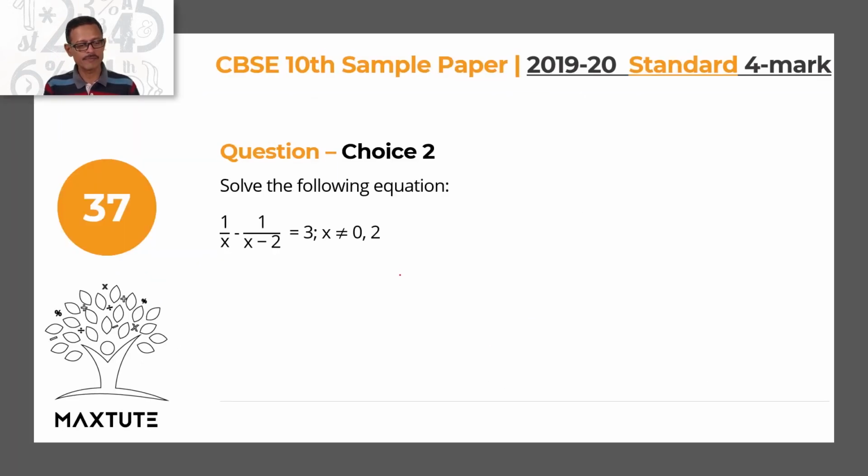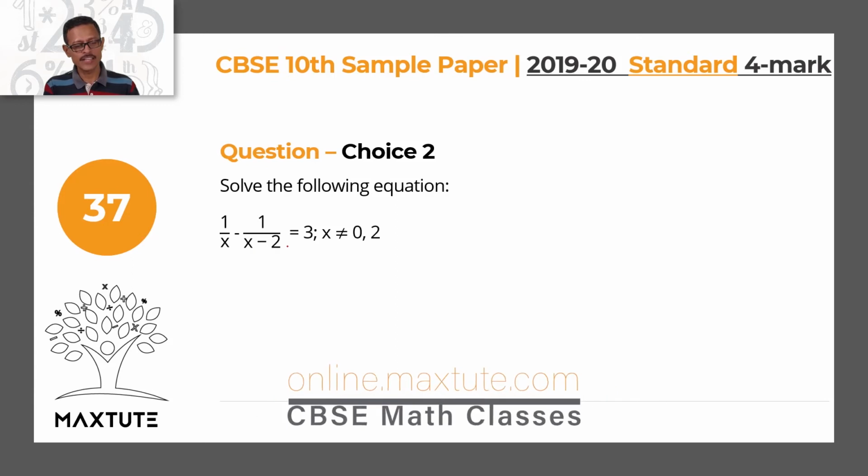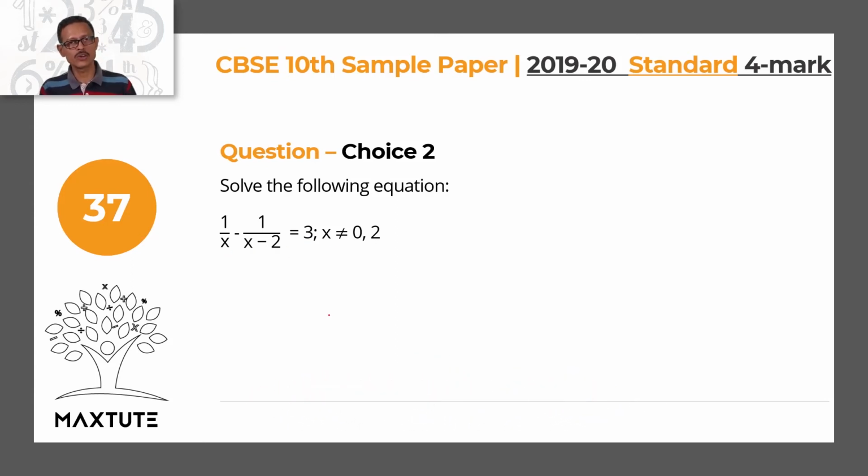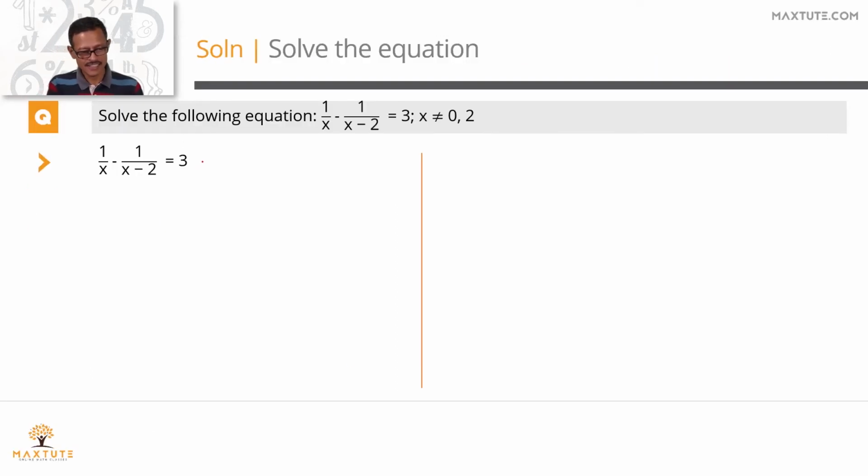Solve this equation: 1 by x minus 1 by x minus 2 equals 3. X is neither equal to 0 nor equal to 2, because if it's 0 or 2, the denominator becomes 0, which is not possible. Let's get started. Again, we're going to take x into x minus 2 as a common denominator for the left hand side. So the left hand side numerator will become x minus 2, the right hand side will become x. So x minus 2 minus x is equal to 3.